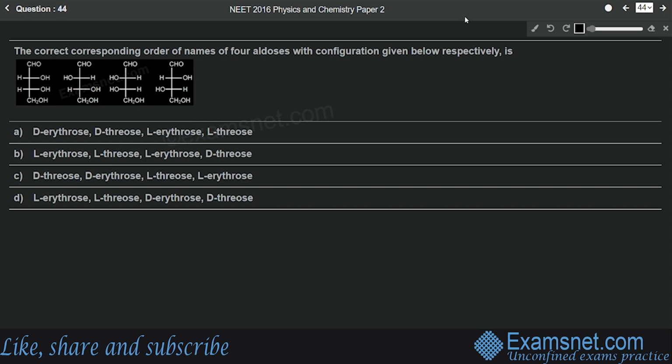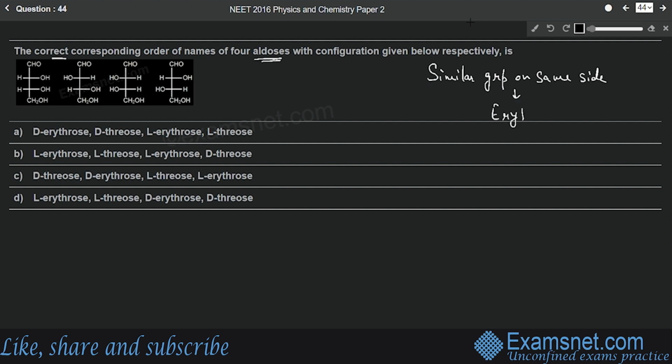Question number 44 is again from the chapter Biomolecules, and the question is the correct corresponding order of names of 4 aldoses with configuration given below respectively is. If you know the structure of aldoses, you can easily answer this question. Just remember that when similar groups are on the same side, it means the aldose will be an erythrose.